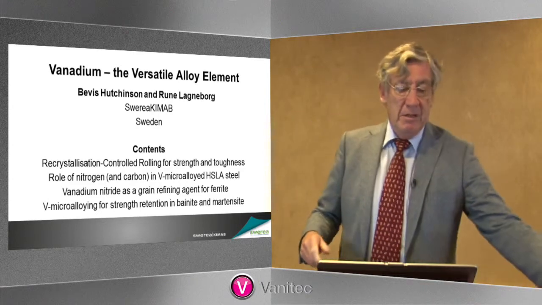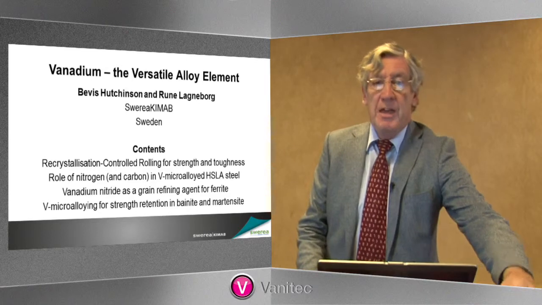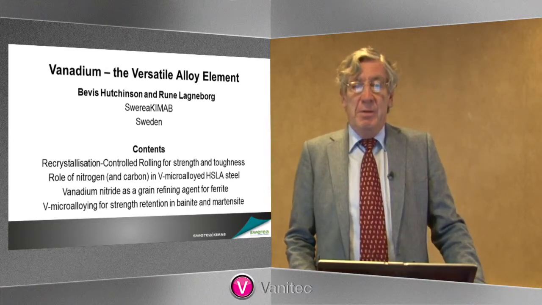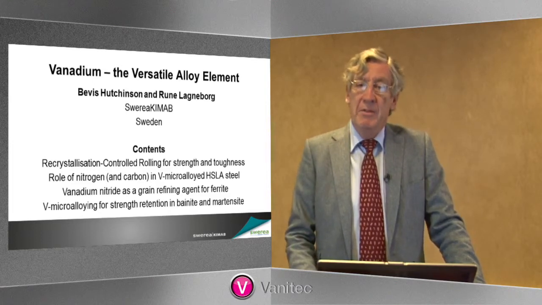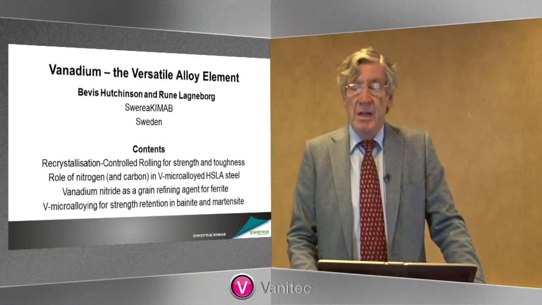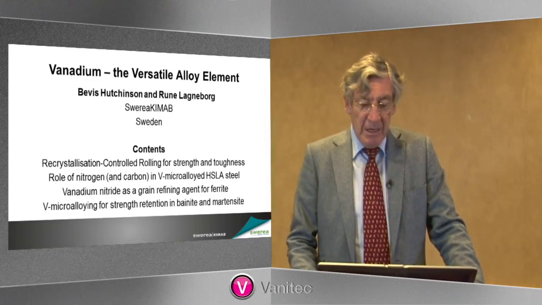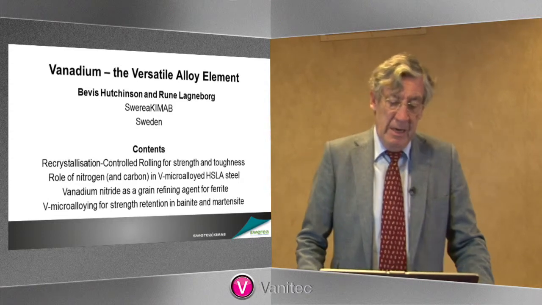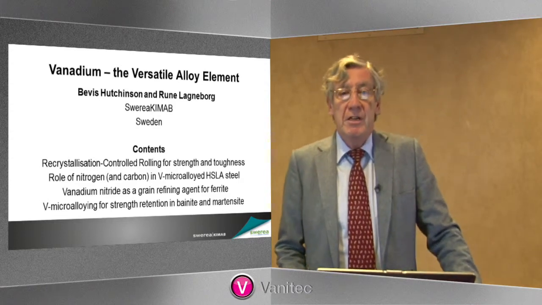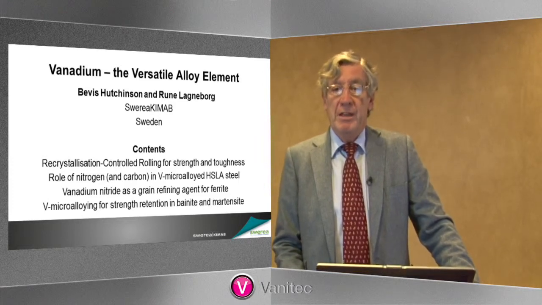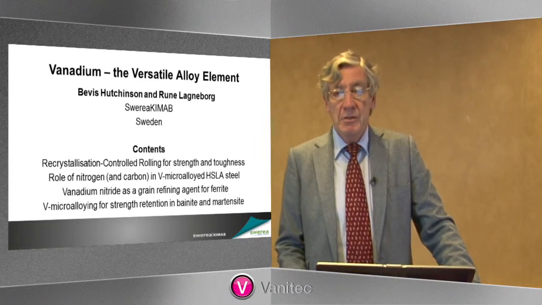And what we've done here is to choose four themes out of this fairly lengthy document to exemplify how vanadium is used in steels and the things which it affects and how we control it in our steels. So these themes are in the lines, as you see here, of recrystallization controlled rolling. This is a way of combining good strength and toughness in the products.